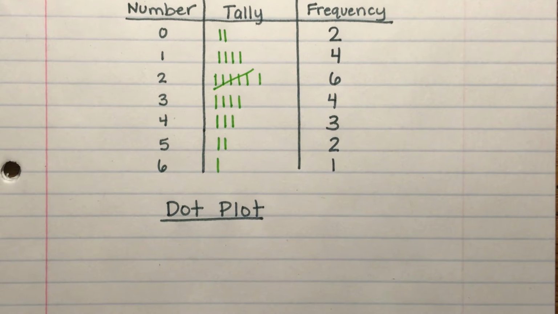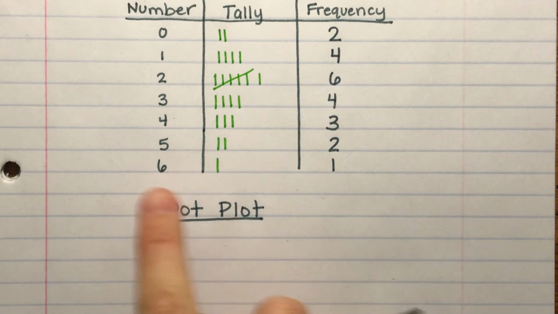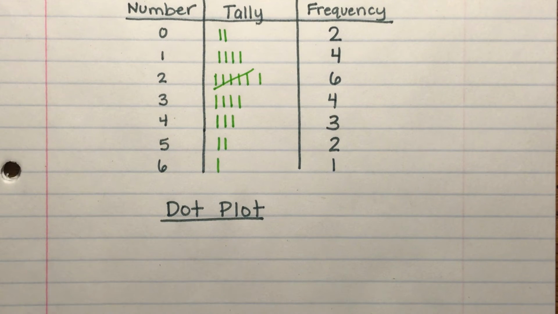All right, so a dot plot is exactly what it sounds like. You've got dots, and you're putting them on a number line to show how many of each number you have. So I'm going to come back to this table. I'll have to slide my paper back and forth for you guys.